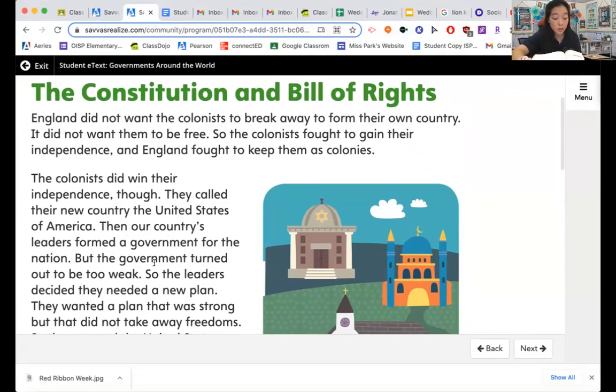So let's reread. Why did they create the Constitution? So England did not want the colonists to break away. They did not want them to be free. So the colonists fought to gain their independence, and England fought to keep them as colonies.